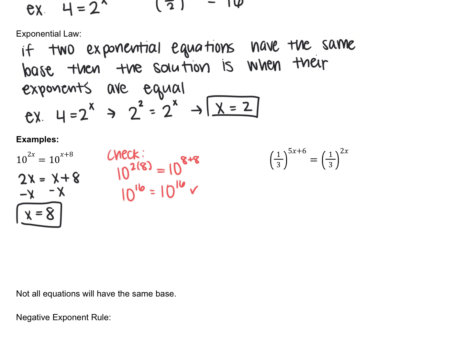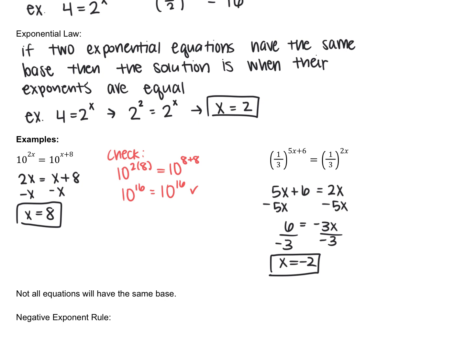(1/3) to the 5x plus 6 equals (1/3) to the 2x. Very similar. They have the same base, so those equations are only ever the same when 5x plus 6 equals 2x. So I'm going to subtract 5x from both sides. We get 6 equals negative 3x. Divide by negative 3, and we get x equals negative 2.